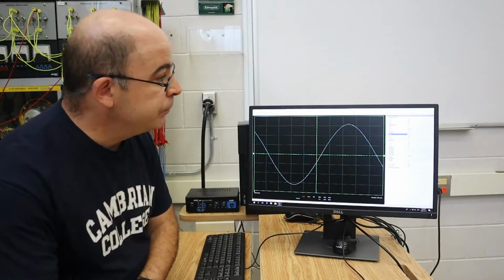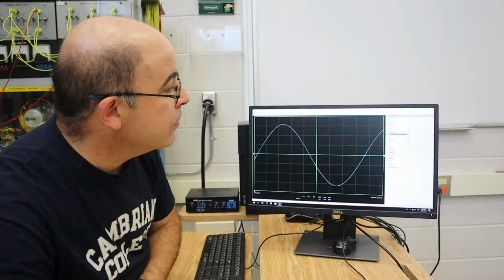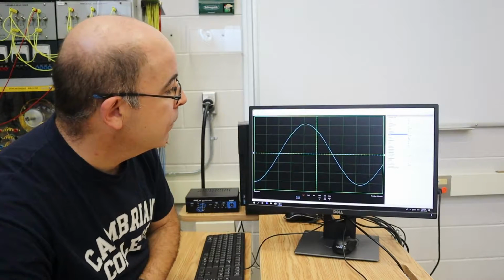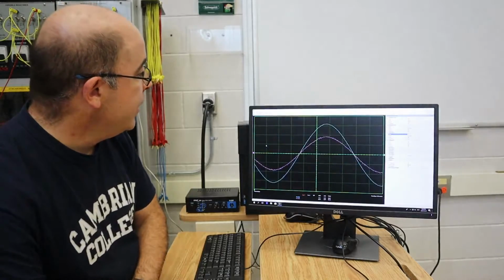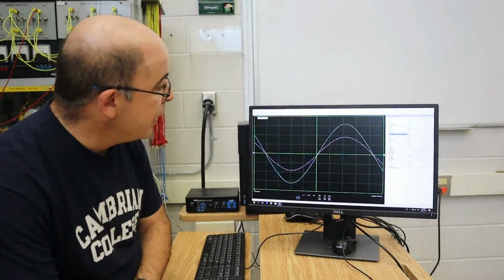What I'm going to do first off is turn on the channel that is reading the voltage across the resistive load module. According to theory, they're supposed to be in phase. So let's do that right now. I'm going to go to channel 3 and let's turn it on. Now I'm going to freeze the screen so we can get a better look at what's going on.